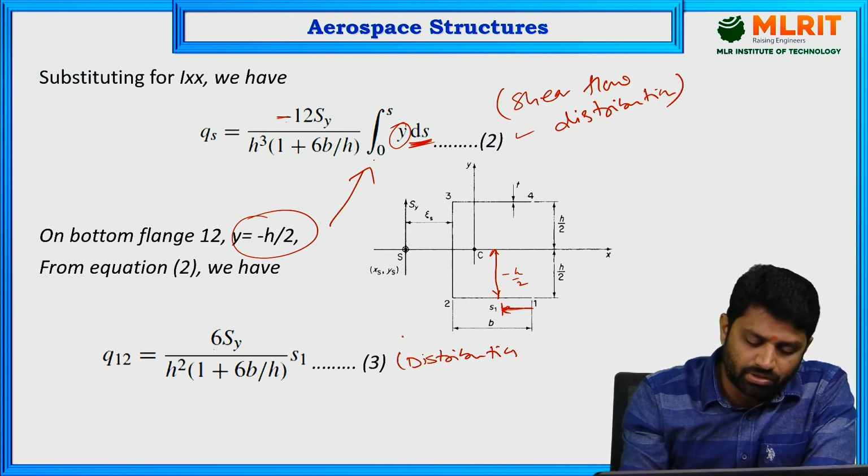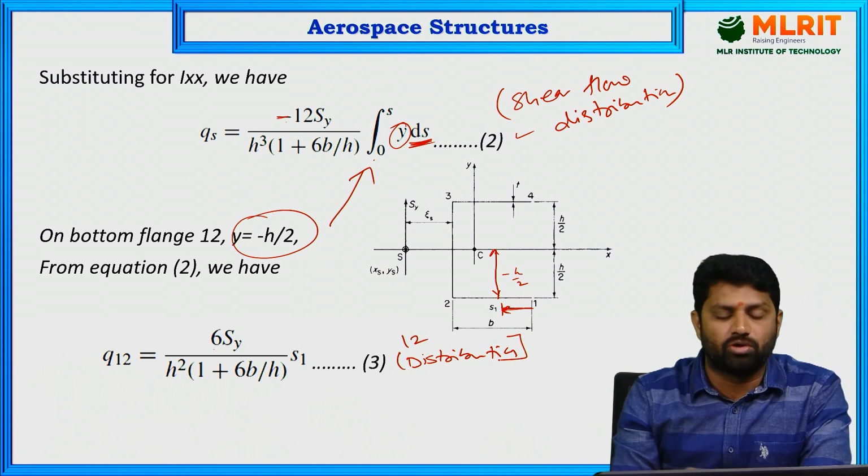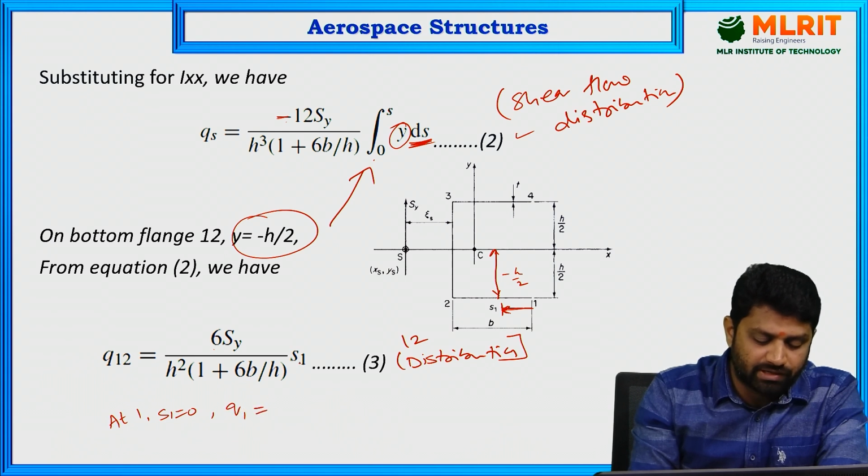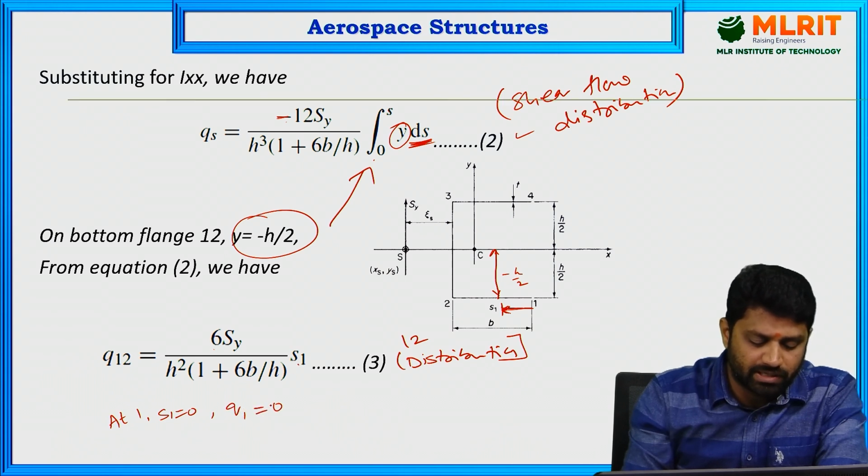What is this? 1, 2 distribution. Okay, now after that you have to apply the boundary conditions. So what are the boundary conditions? The first boundary condition is at 1, s1 is 0. Substitute in equation 3, you are going to get q1. So when you substitute s1 equal to 0 here, you are going to get q1 equal to 0.